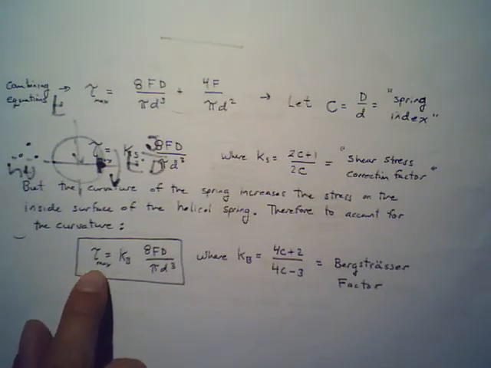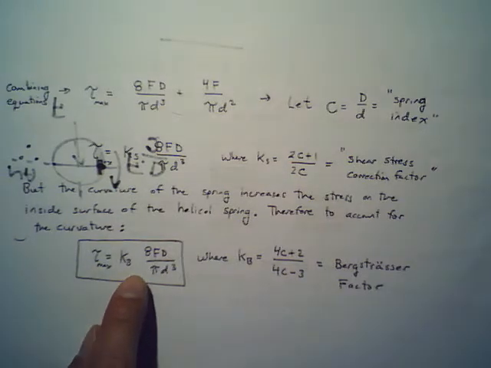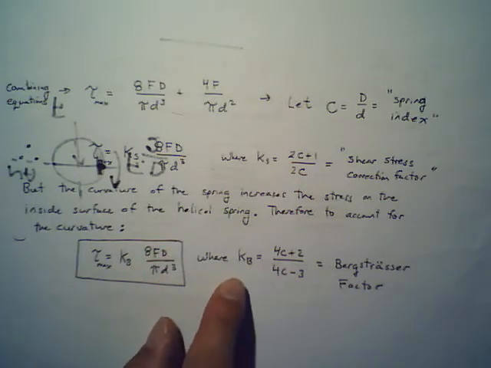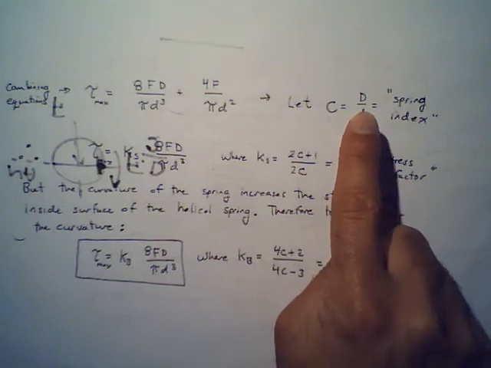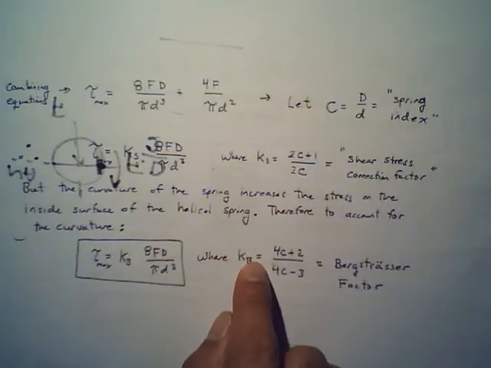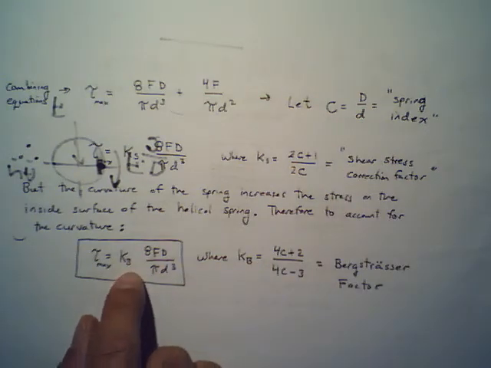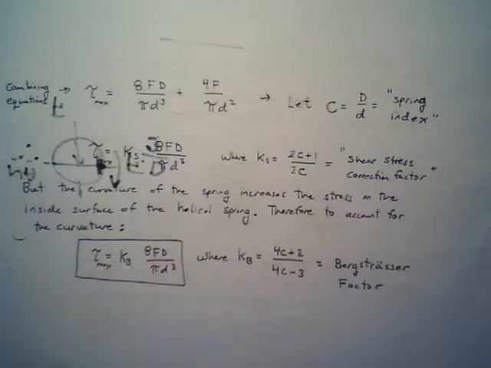So this is the maximum shear that a spring will encounter, and it's going to be equal to KB 8FD divided by pi d cubed, and KB is given to you as 4C plus 2 divided by 4C minus 3, where C is the spring index. So get C, plug it here, and then take this KB, plug it here, and then this is how you can find the maximum shear stress in a compression spring.